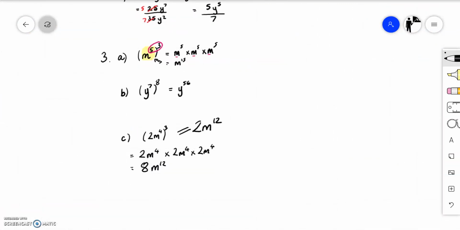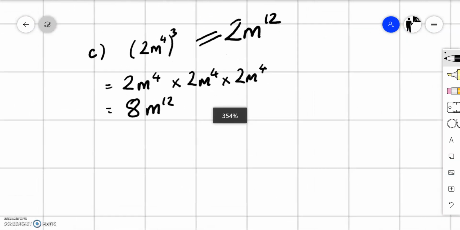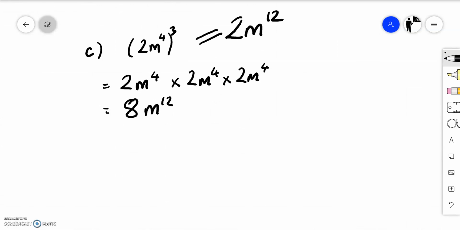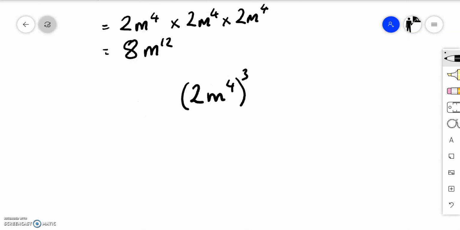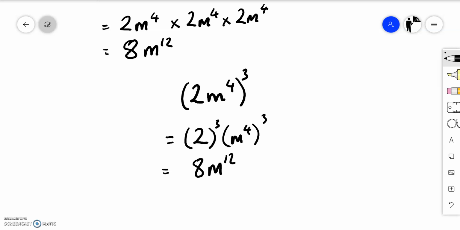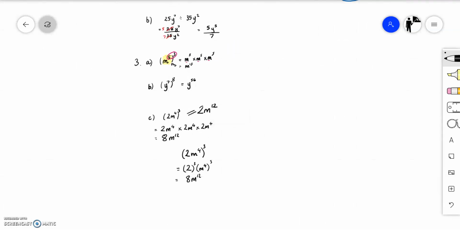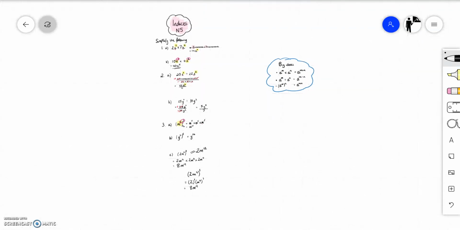Just want to try and go back down here, see if my pen's going to work. So this problem here, there we go, 2m to the 4 cubed. Essentially, this cubed applies to both the 2 and the m to the 4. That's how we get our 2 cubed, which is 8m to the power 12 as well. Okay, so that's just an introduction to indices at National 5.